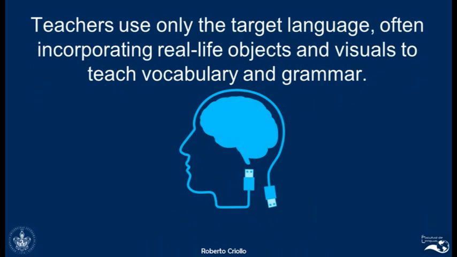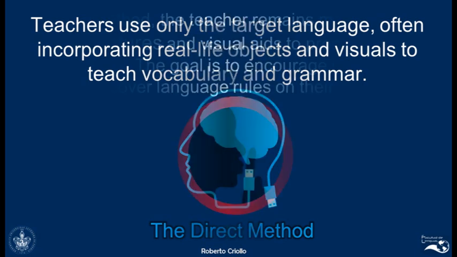Now, in another method, the teachers use only the target language, often incorporating real-life objects and visuals to teach vocabulary and grammar. So here, obviously, we're talking about the direct method. There are obviously some other methods that do the same thing, but the direct method was the first one in which they established that the first language should be banned from the classroom so that the learners can establish a direct connection between the words and the meanings in the target language.